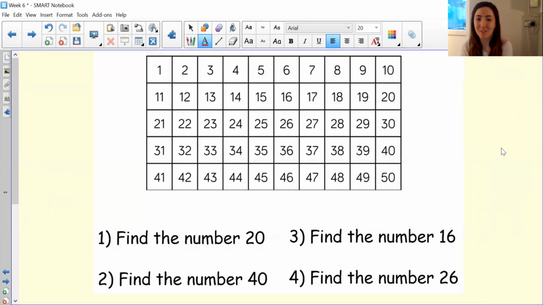So we've got another one of these find the number activities to begin with today. After each question, you can pause and try and find the number, and then we'll come back and see where that number is and then move on to the next question. All right, so number one, find the number. What number is this? 20. Can you pause and find the number 20?